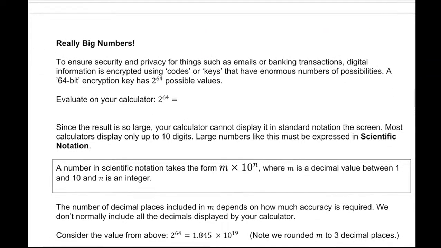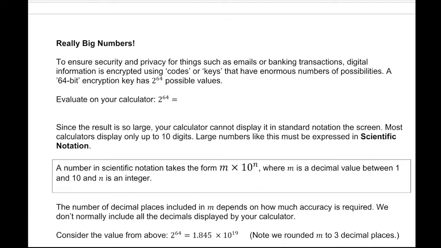So moving on, to ensure security and privacy for things such as emails or banking transactions, digital information is encrypted using codes or keys that have an enormous number of possibilities. For example, a 64-bit encryption key has 2 to the power of 64 possible values. So this is basically saying there are 2 options, and then you have 64 switches.